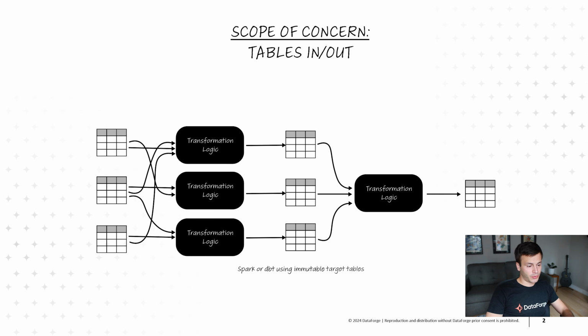Moving on to the more modern frameworks, you can see our picture here has gotten a lot simpler. We now no longer have the ability to write to multiple different tables or have multiple different bits of logic writing to the same table. And this concept is called immutability. This means that every single table that you're producing in your transformation logic has one and only one bit of code that is affecting it.